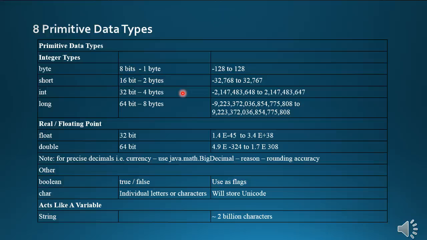Now if we look down at the real and floating points, if we're dealing with stuff with decimal points, then we have two options. We have the float and we have the double. Basically, if we're dealing with a number that's up to 3.4 times 10 to the 38th power, we can use a float.